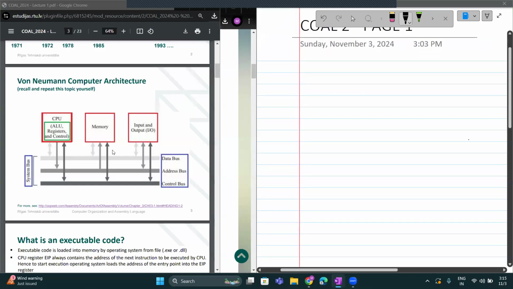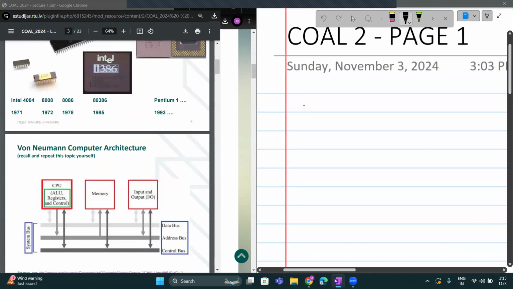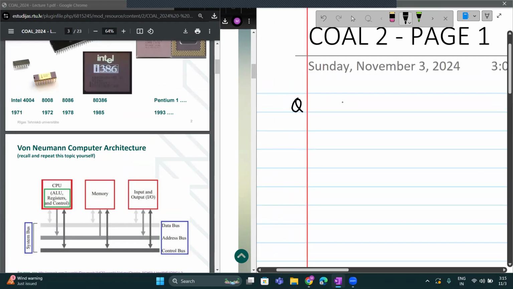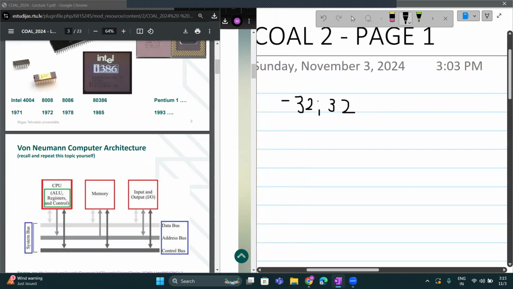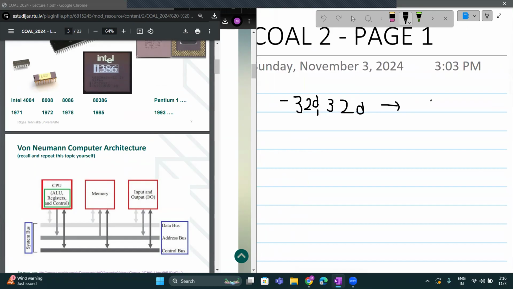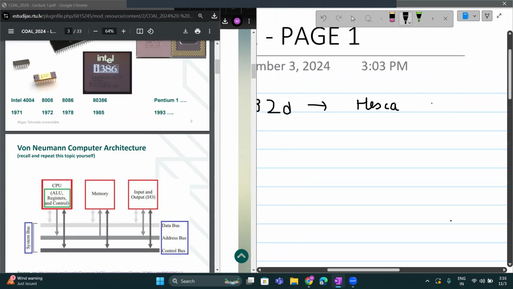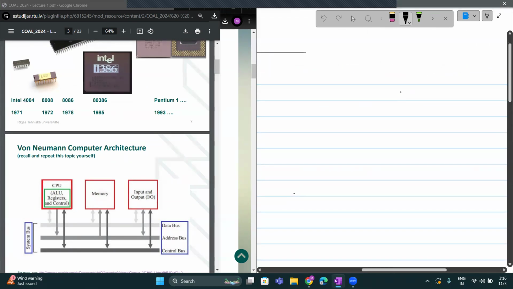We learned how to convert decimal to hexadecimal, for example, we learned to convert positive numbers and negative numbers from decimal to hexadecimal. And we learned the types of data types.